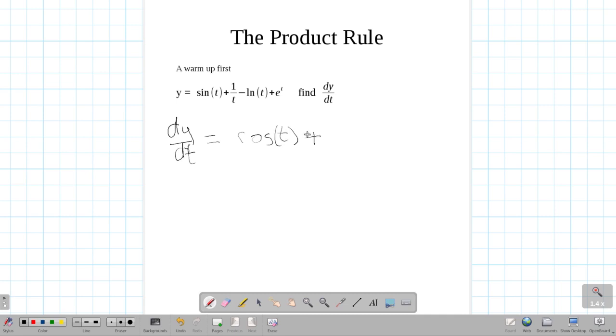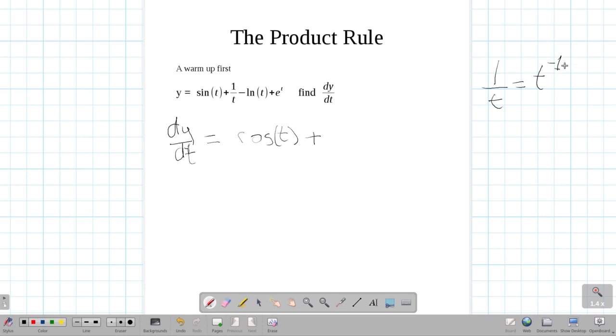Now we can't find a derivative of that in the form it's been given to us, so we need to convert it. This is where your laws of indices come in. So I'm just going to move over here to the right, make a bit of space. So 1 over t can be written as t to the minus 1. So laws of indices. Now we can work with that.